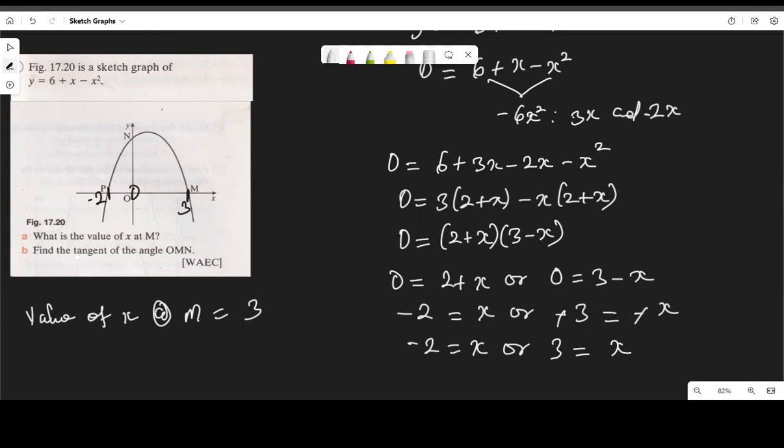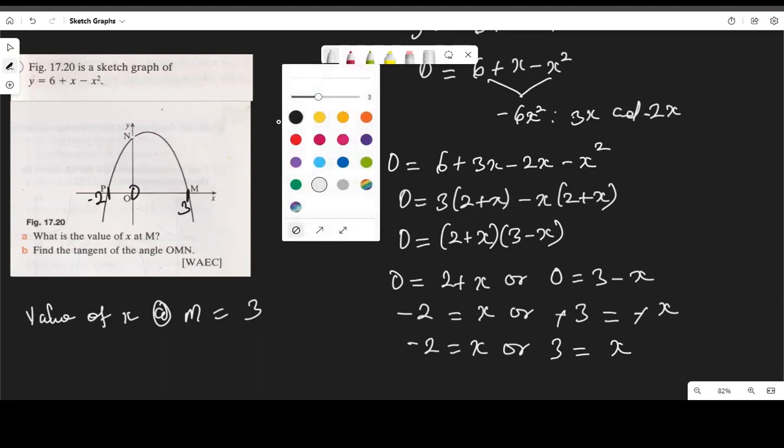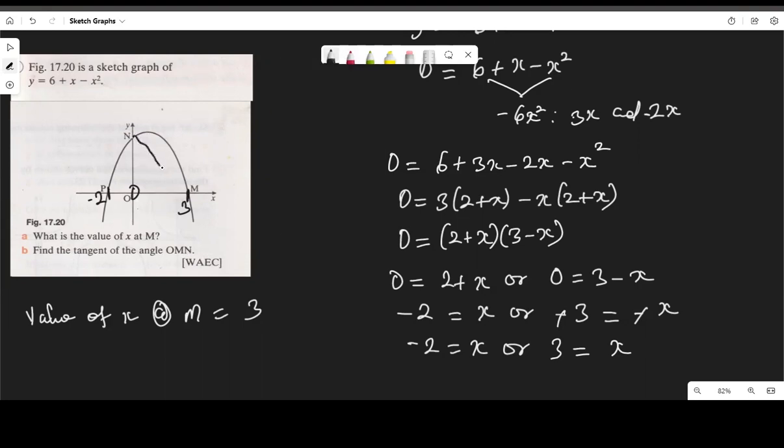And the B part is find the tangent of the angle OMN. The tangent of angle, this is OMN. Let me draw that. I need the black pen there. Let me draw it like that. Now, for tan, we know that tan is opposite over adjacent. We know from here to here, but we don't know from here to here. So we need to know the length of this line here.